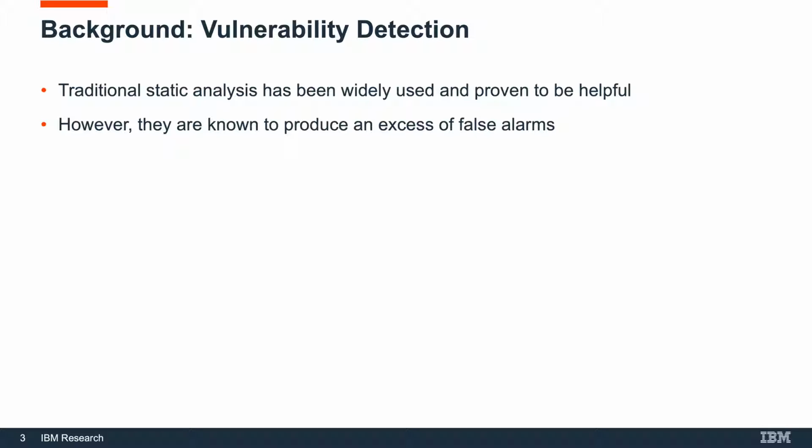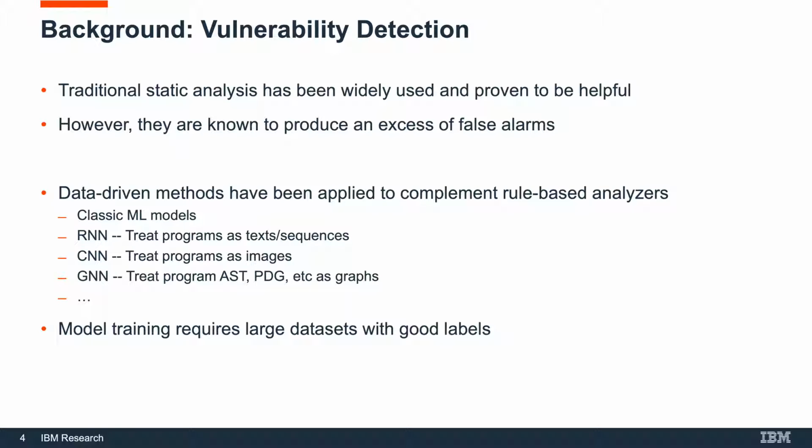Traditional static analyzers have been widely used to detect bugs and vulnerabilities. However, at the same time, they demonstrate some limitations. For example, they are known to generate a lot of false positives. As a result, the researchers are trying to address this challenge from a different perspective, and multiple data-driven approaches have been proposed. For example, they may treat programs as text and apply RNN. They may treat programs as images and try CNN. They may first convert programs into graph representations such as AST or program dependency graph, and then try GNN.